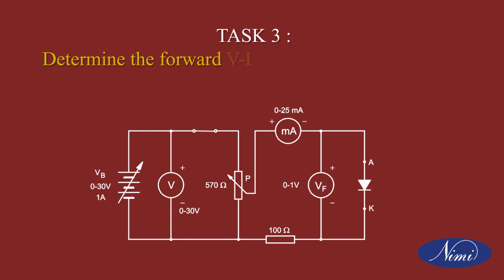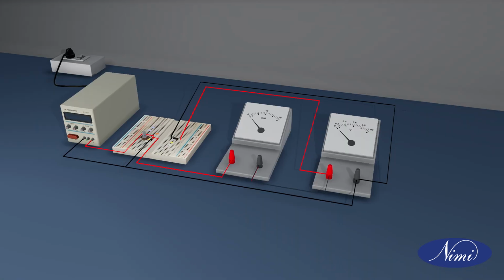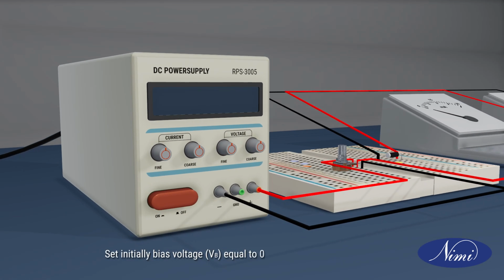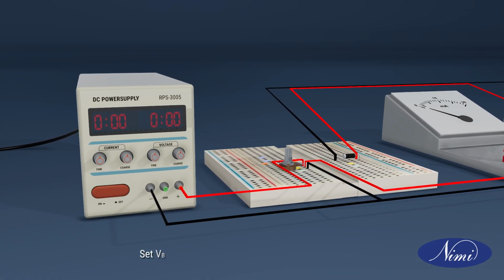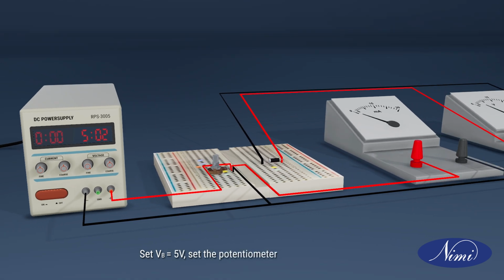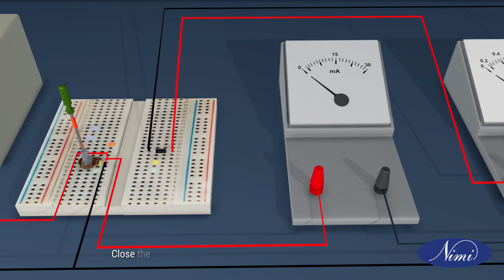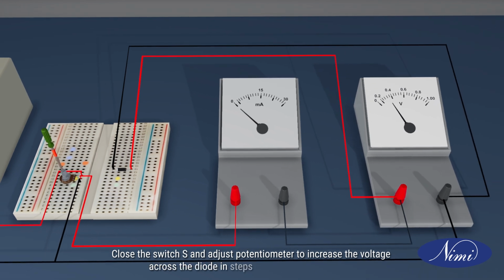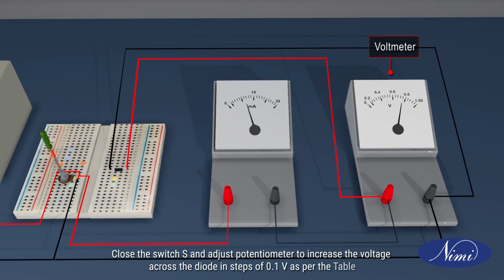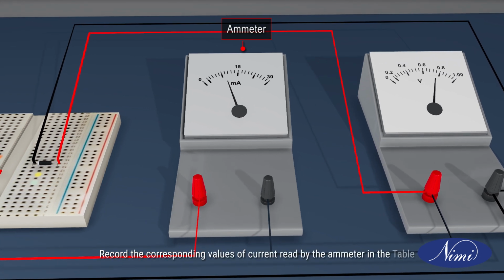Task 3. Determine the forward VI characteristic of the diode. Construct the circuit on the breadboard. Set the bias voltage initially equal to 0 and switch on the power supply. Set the bias voltage equal to 5 volts. Set the potentiometer to minimum position. Close the switch S and adjust the potentiometer to increase the voltage across the diode in steps of 0.1 V as per the table. Record the corresponding values of current read by the ammeter in the table.